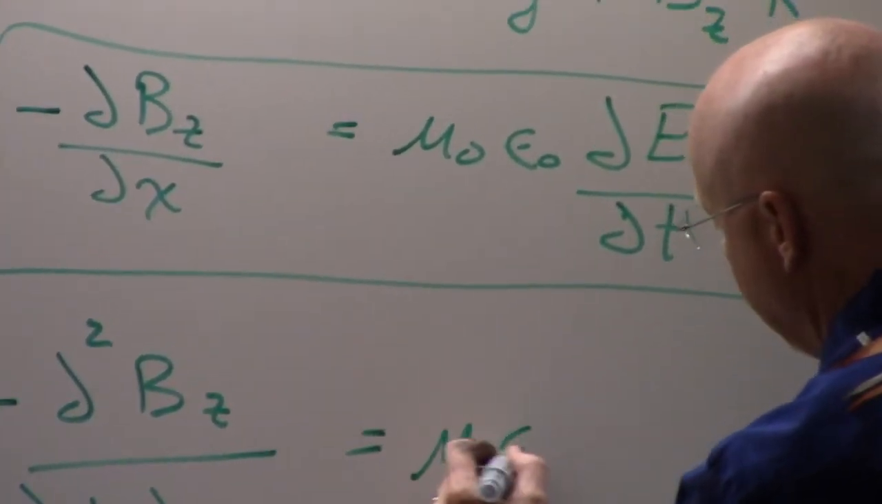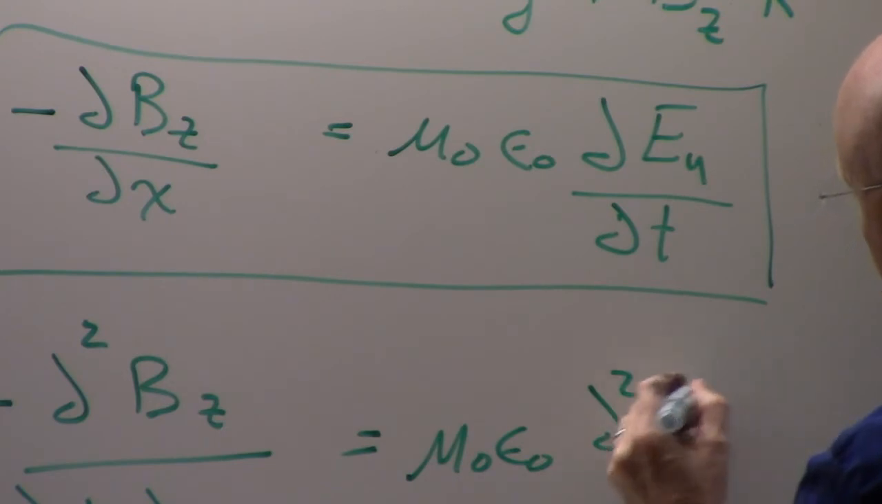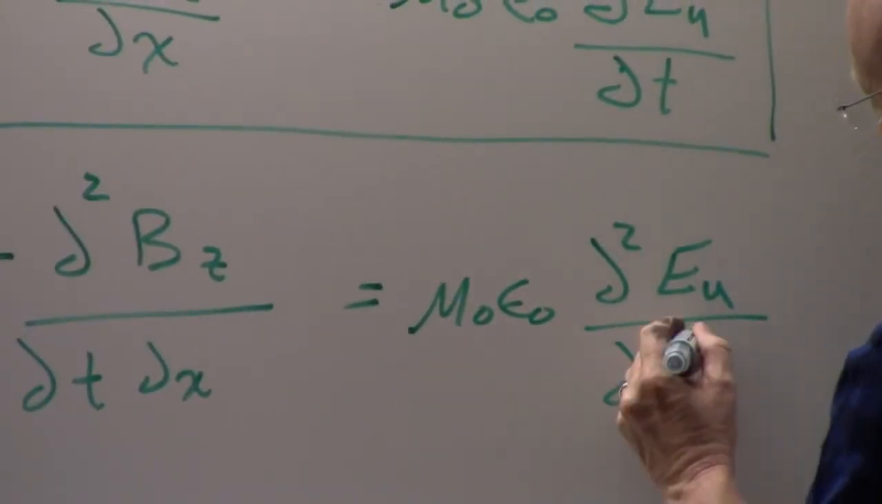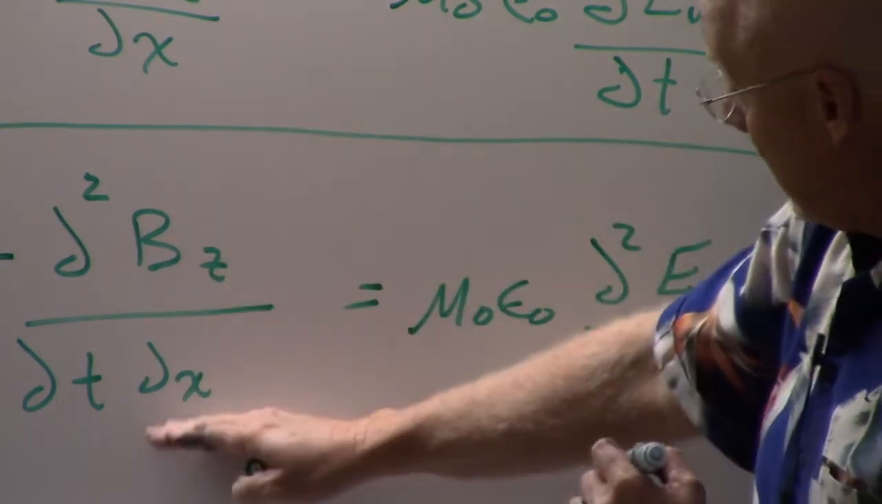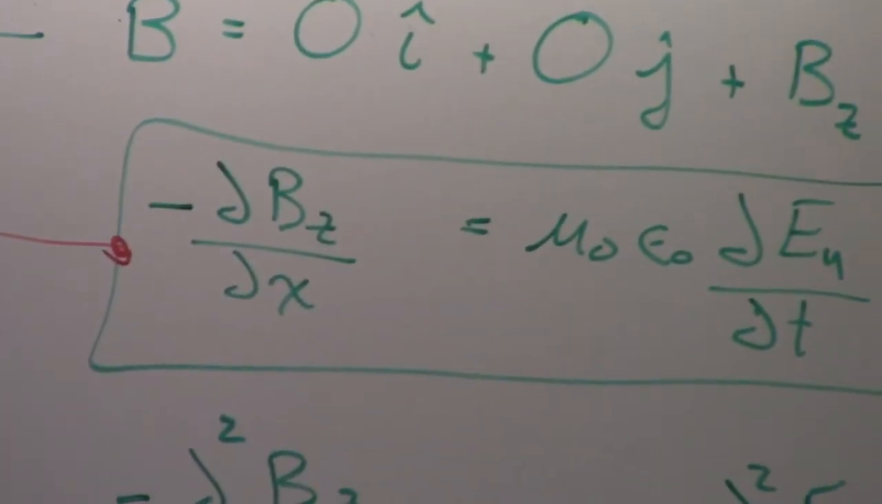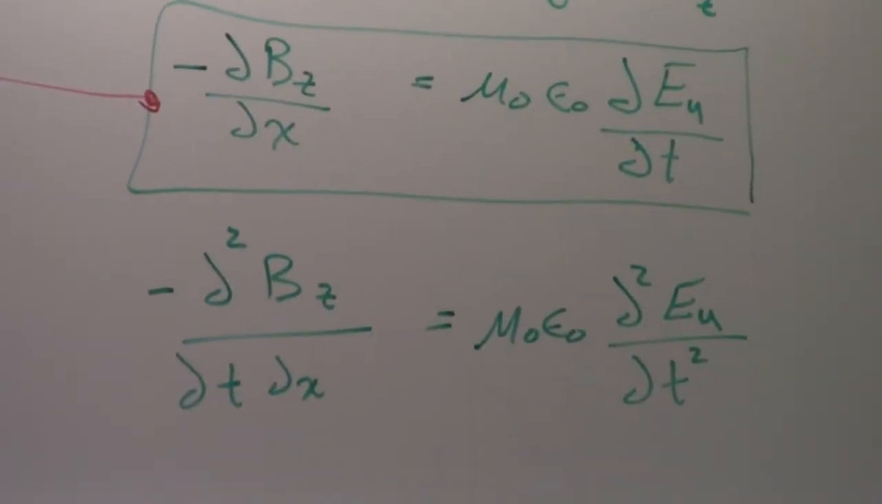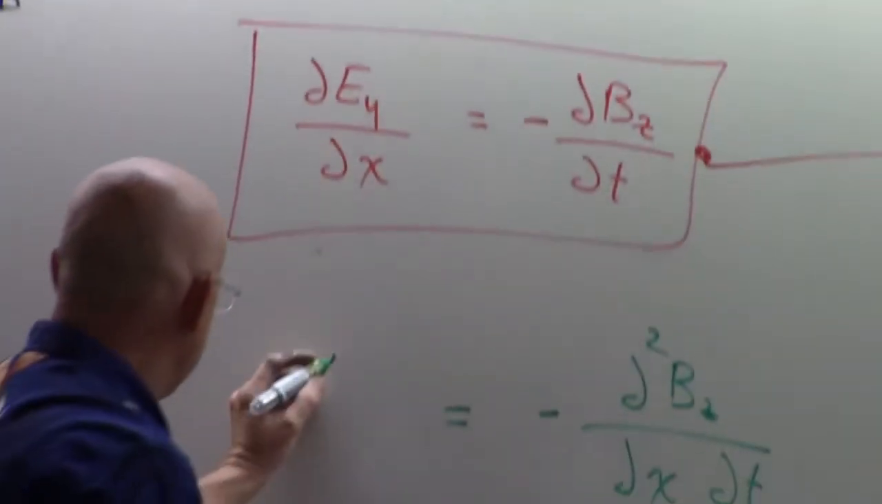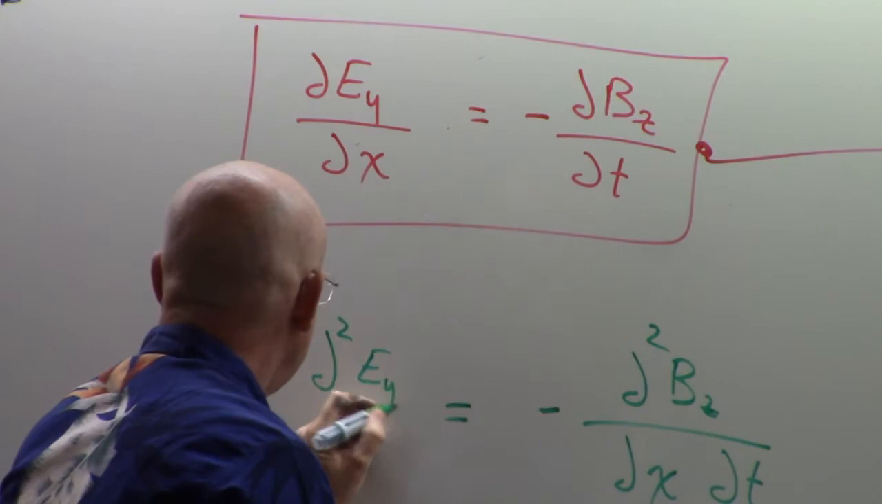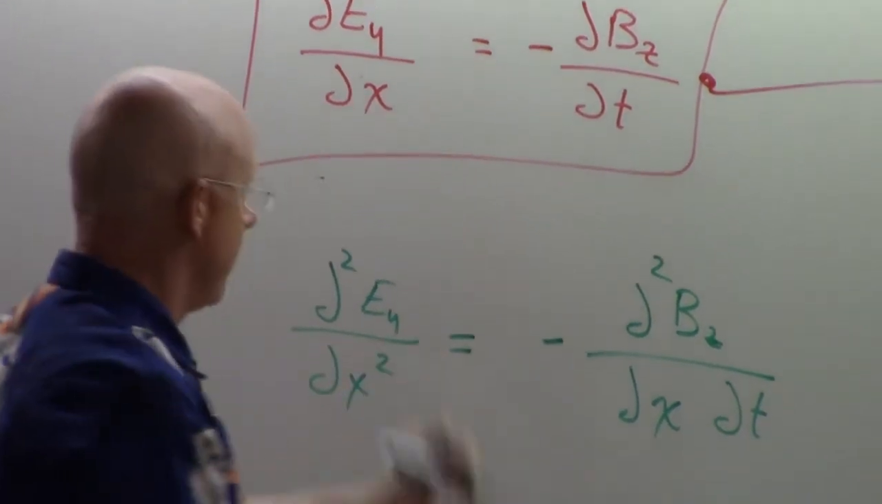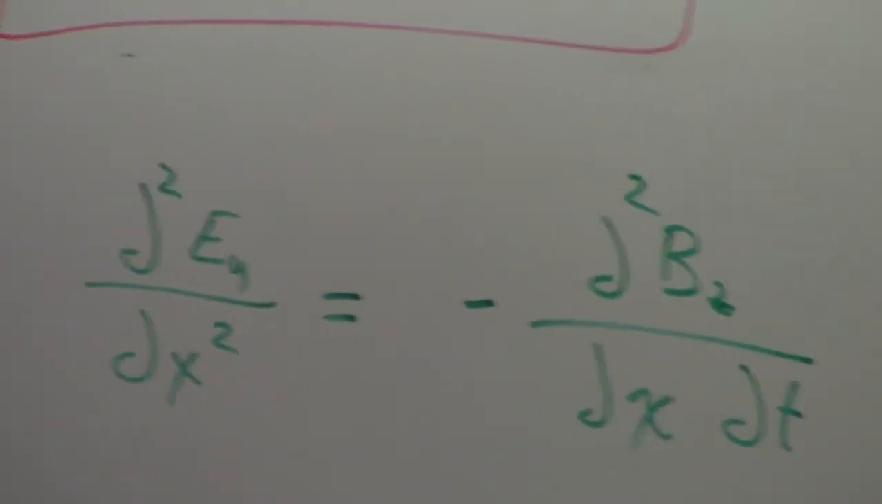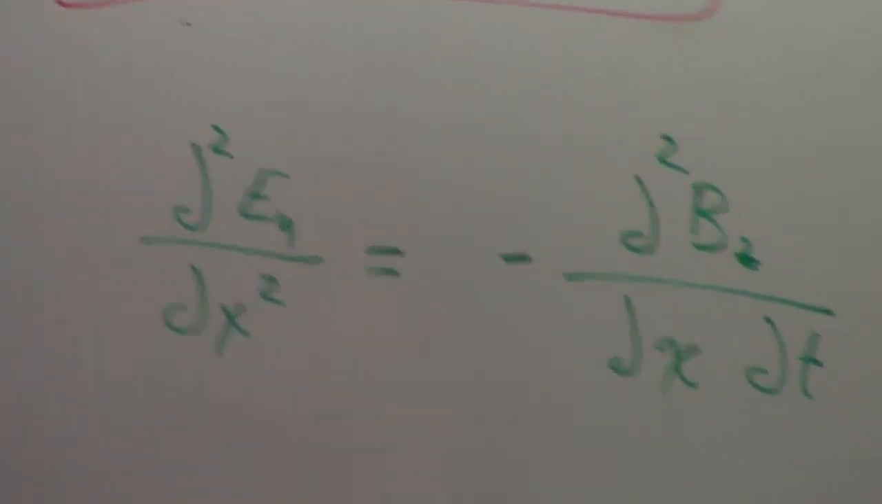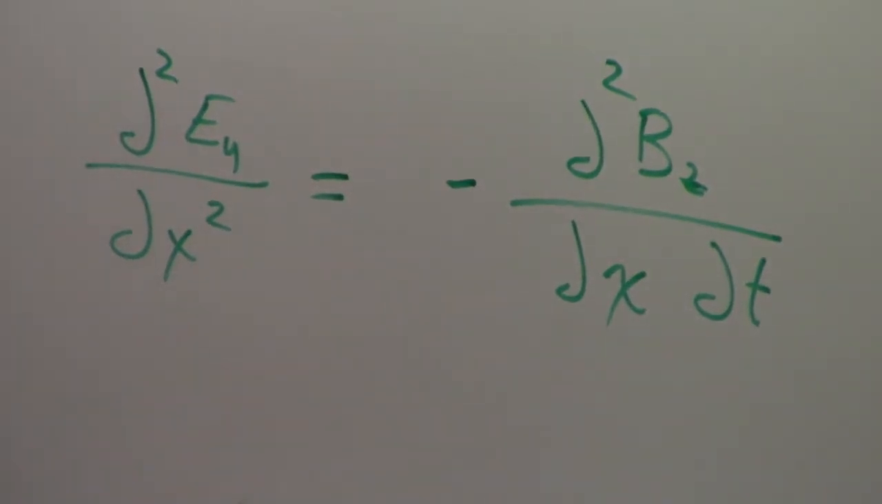Okay, so over here, I would have to have a second derivative of the electric field with respect to time twice. Because remember, I had taken the derivative of this side with respect to time, so I need to do it over here. And then likewise over here, I needed to take the derivative with respect to space, so I need to do that over here. And so now I can take my two equations with my two unknowns and put them together. And this is the big piece.